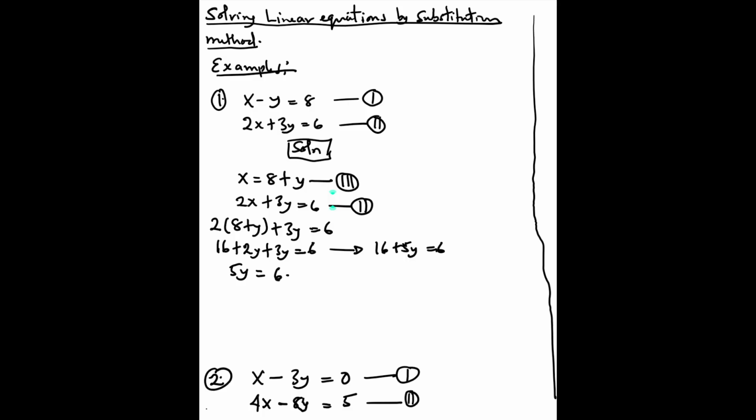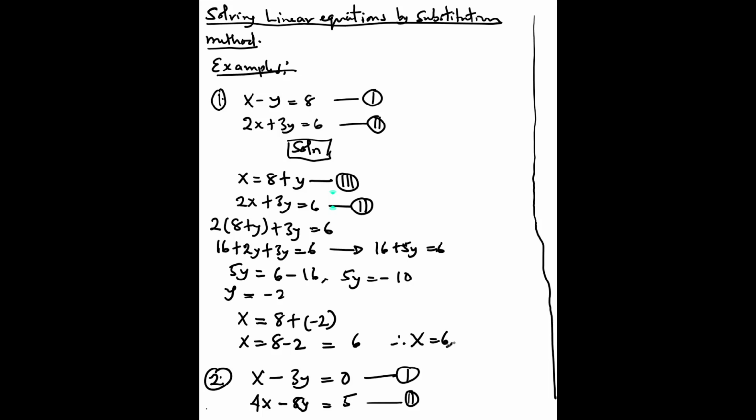So 5y will be equal to 6 minus 16. 5y will be equal to minus 10. Okay, and y is equal to minus 10 divided by 5, which gives us y equals minus 2. So now from equation 3, x equals 8 plus y, right? So we're going to input y into that equation. So that will be x equals 8 plus minus 2. So x will be equal to 8 minus 2, right? So x will be equal to 6. Therefore x will be equal to 6 and y will be equal to minus 2.